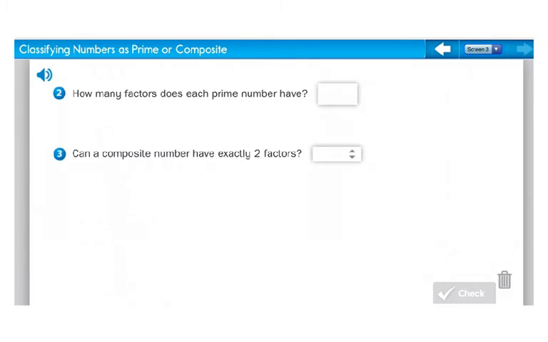Number 2, how many factors does each prime number have? It has exactly 2. Can a composite number have exactly 2 factors? No, because it would be called prime. So what you're going to do now is look back in your Schoology folder to see what you need to complete for the remainder of lesson 2-5.